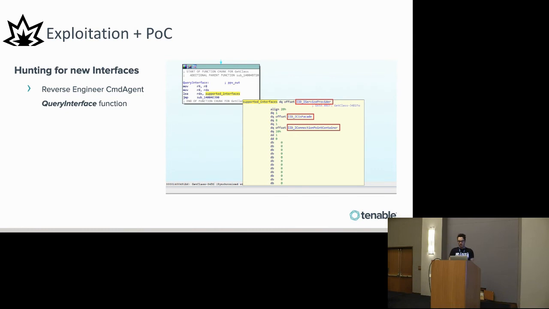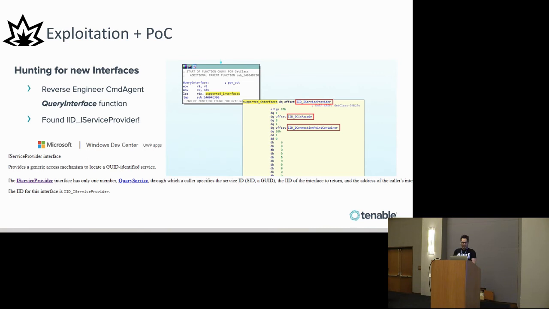We see the middle one, IID ISIS facade. That was one we just looked at. That didn't really have a whole lot. That was that V table, that list of functions. But this top one here, IID service provider, looked kind of interesting. And in fact, if we look up MSDN, what this IServiceProvider does, it says the IServiceProvider interface has only one member, QueryService, through which a caller specifies the service ID.